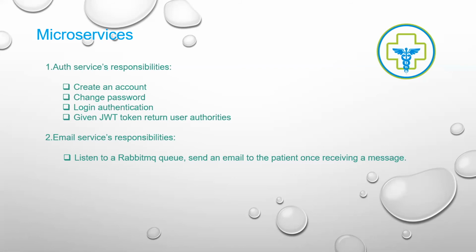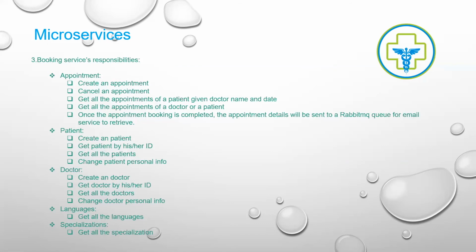For email service, its main responsibility is to listen to a RabbitMQ message queue. Once it receives a message from the queue, it will send the email to the user. For booking service, it deals with the requests regarding appointment, patient, doctor, language, and specialization. For appointment, the front-end user can create or cancel an appointment, get all the appointments given the doctor's name or date or both. Once the appointment booking is completed, the appointment details will be sent as a message to RabbitMQ for the email service to retrieve.